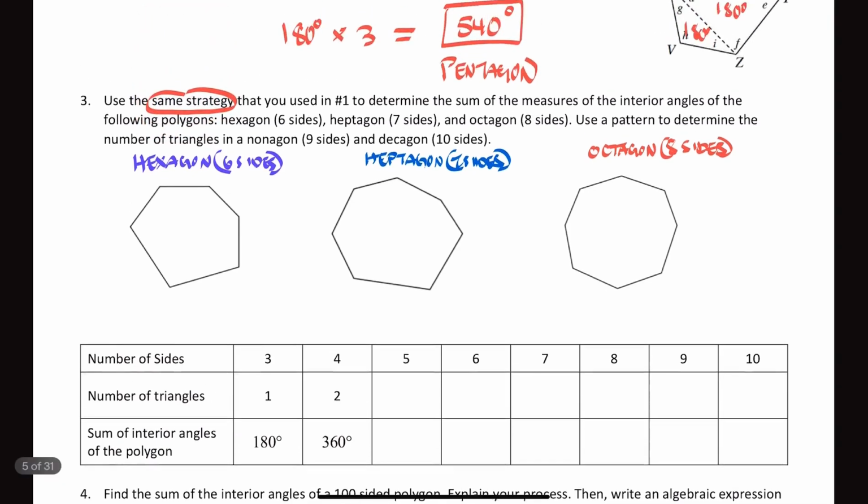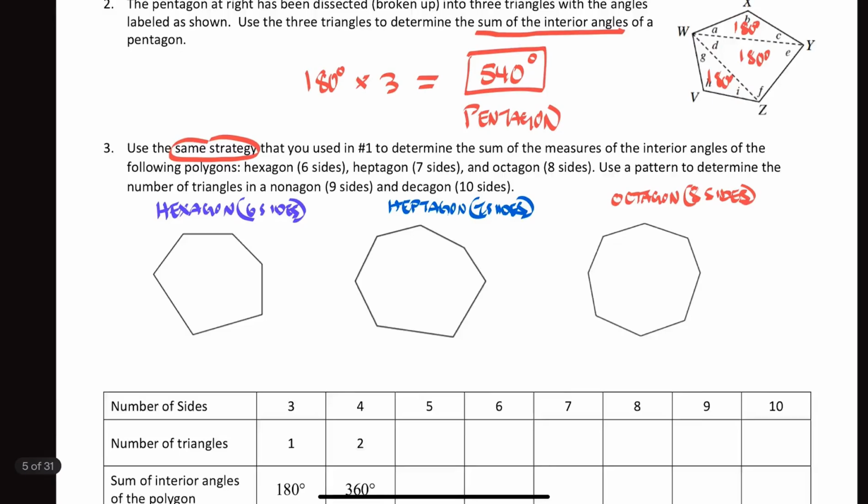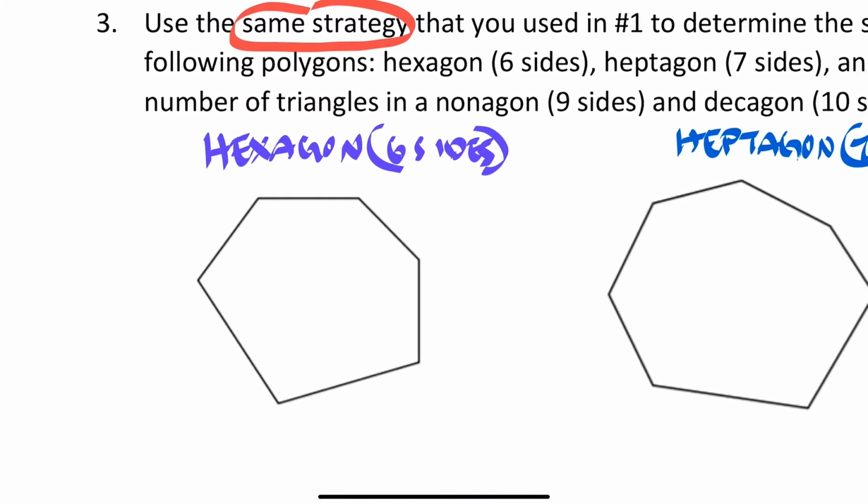Same strategy. What strategy? Earlier, we were looking at this pentagon, and the strategy they used was to break it up into triangles. Notice that you have these vertices all around, and when they drew them, they connected from one to the other, from here to here, in order to make those triangles. We'll try it first with this hexagon. I have all these vertices right here, and you should have the amount of sides basically as well.